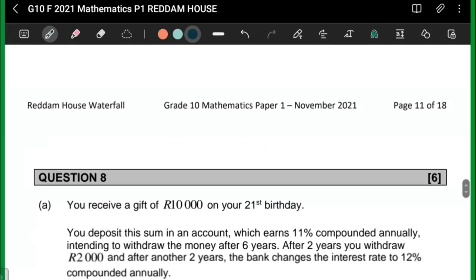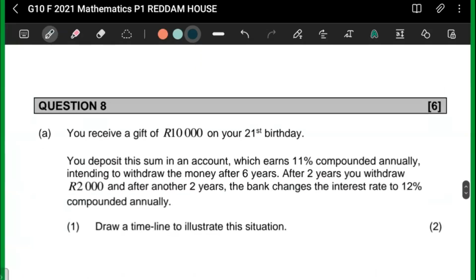Question 8 says, you receive a gift of 10,000 for your 21st birthday. Wow, nice. You deposit this sum into an account which earns 11% compounded annually, intending to withdraw the money after 6 years. Okay. So you deposit the money into an account. It earns interest. It earns 11% compounded annually. And then it says here, you intend to withdraw the money after 6 years.